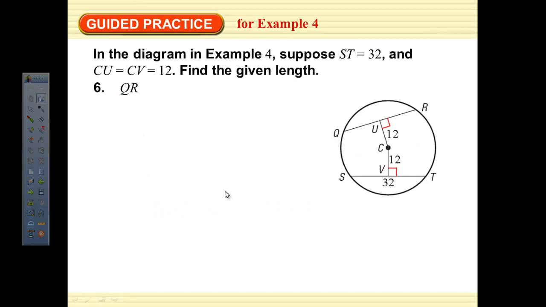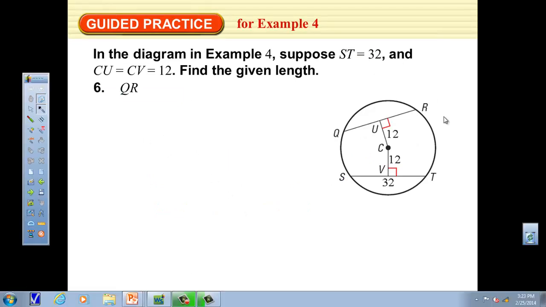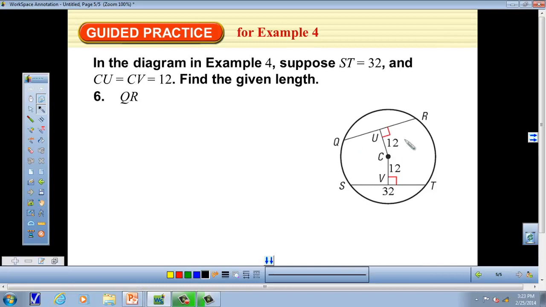For this next one, again, this is sort of the converse of the last one. We know that CU is 12 and we know CV is 12. So therefore, since these two chords are equidistant from the center, and ST is 32, that means QR also has to be 32.